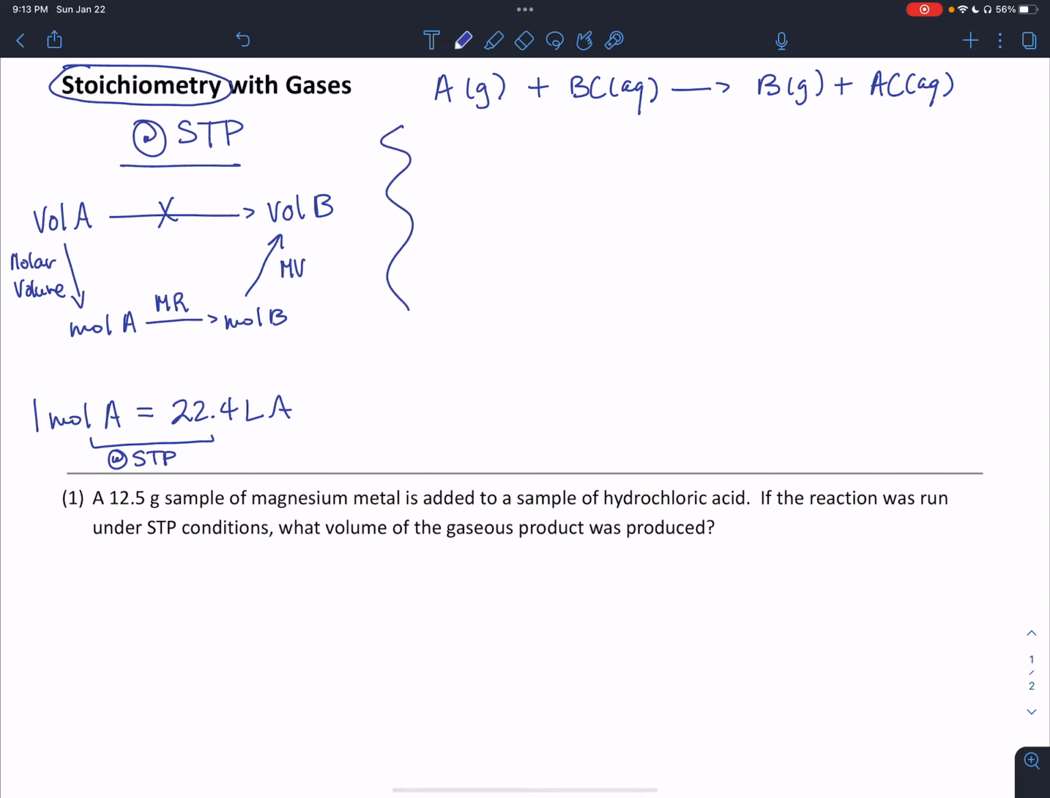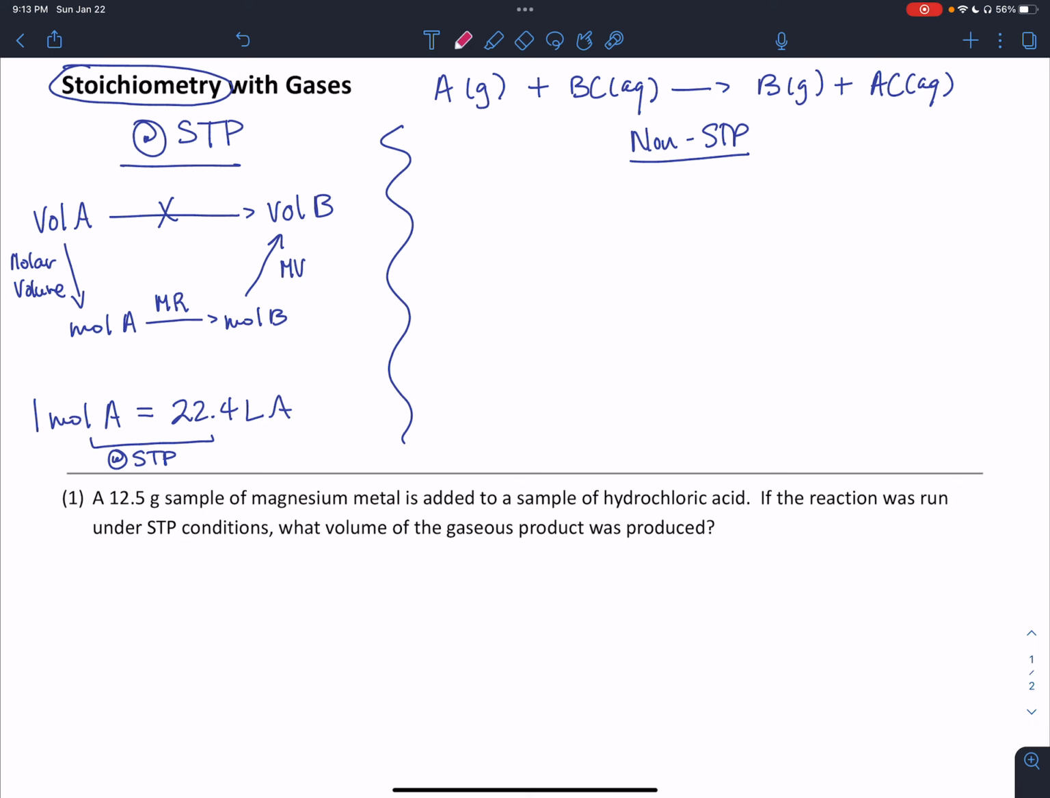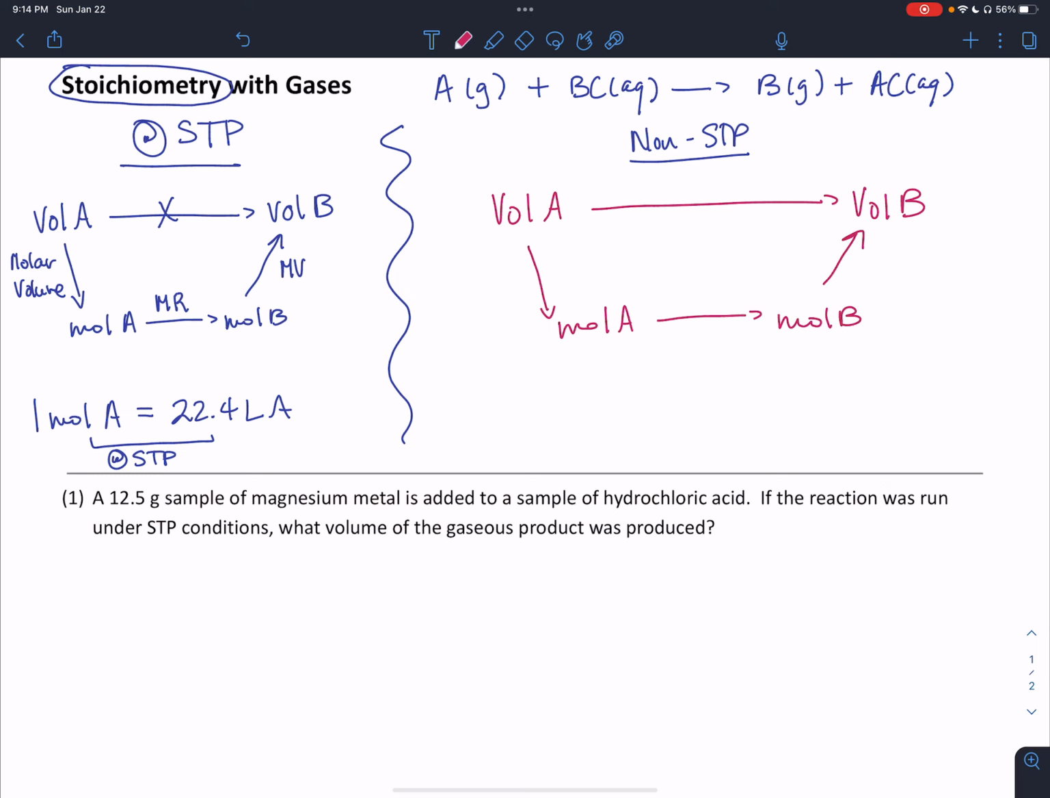Okay, now what if you're not at STP? So let's say instead we have non-STP conditions. You read the problem and it tells you that your pressure is something other than 1 atmosphere and/or your temperature is something other than 0 degrees Celsius. So let's say we want to do the same thing. We have the volume of A, we're trying to calculate the volume of B that will be produced. So the steps are the same. We want to convert from volume of A to moles of A, and then from moles of A to moles of B, and then we'll go to volume.